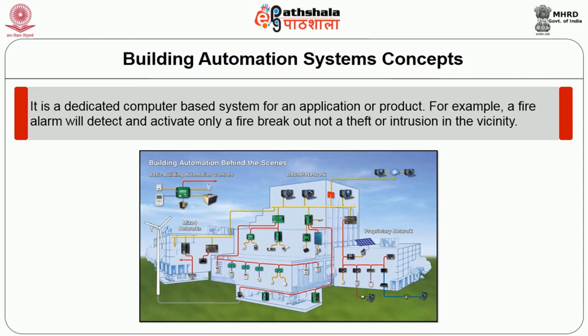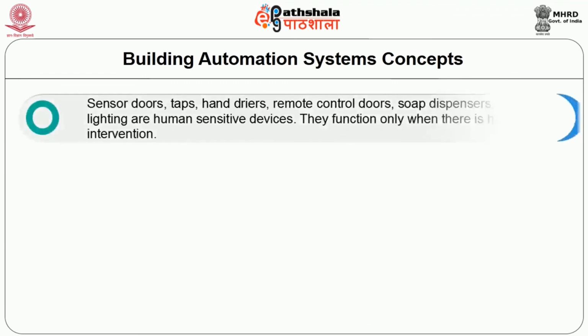Their performance is decided as electronic sensor-based embedded systems which function exclusively as human-sensitive devices, human-sensitive systems, intelligent systems and kinetic systems. Many such functional devices given as examples are well known to all of us and we are using them almost every day. What is not known is that they belong to embedded systems and are part of BAS ensuring safety and security in interiors. Sensor doors, taps, hand dryers, remote control doors, soap dispensers, sensor lighting are human-sensitive devices. They function only when there is human intervention.